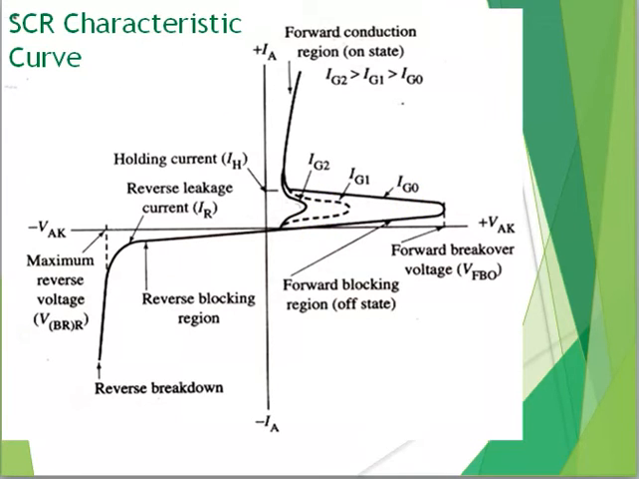Now let's see the on state. This is the low voltage high current mode. This is the on state. And this is the holding current.